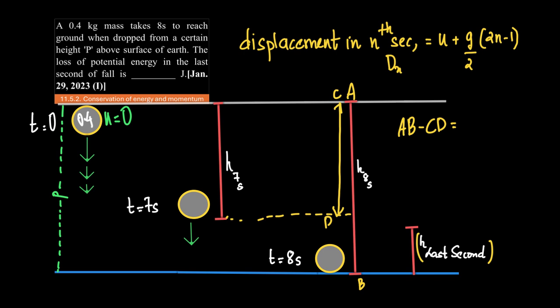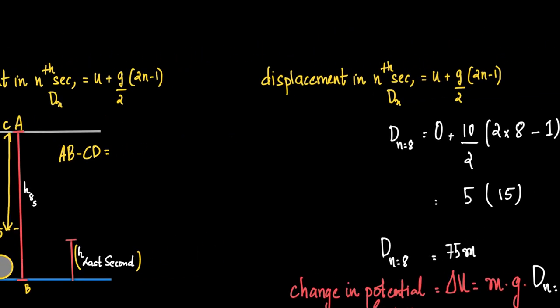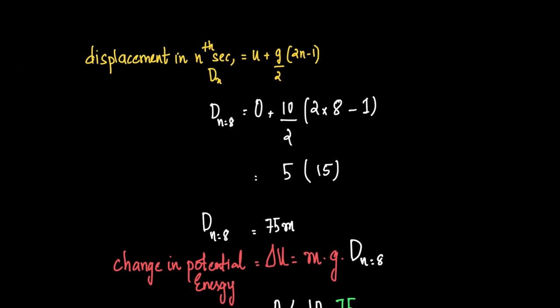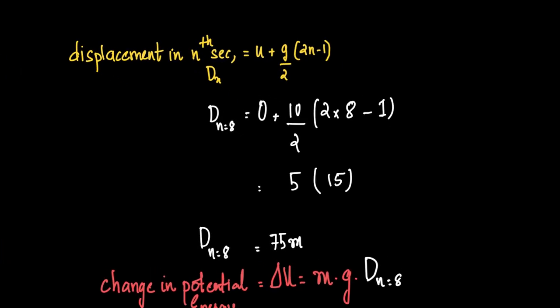We have the direct formula for this. Displacement in the nth second is equal to u plus g by 2 into (2n minus 1). Since the motion was for 8 seconds, the last second is n equal to 8. Since it has been dropped, u is equal to 0. g by 2 is 10 by 2, which is 5, into (2 into 8 minus 1), 16 minus 1 is 15. 15 times 5 is 75. So the distance traveled in the last second is 75 meters.